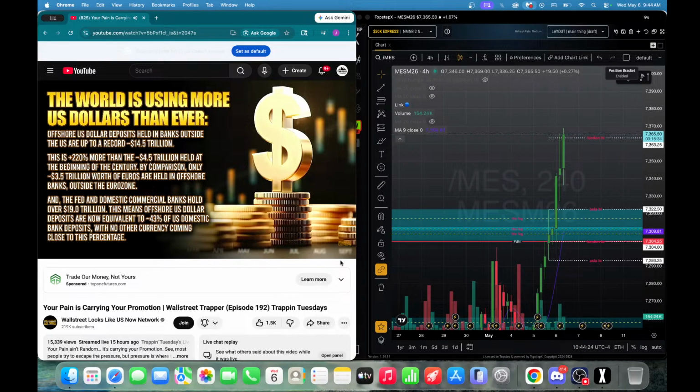By comparison, only 3.5 trillion worth of euros are held in offshore banks outside of the Eurozone. And the Fed and domestic central banks hold over 19 trillion. This means offshore U.S. dollar deposits are now equivalent to 43% of domestic bank deposits, with no other currencies coming close to this percentage. These are the data. These are the facts. So when people be telling you, man, the dollar trash, yes, it is. But guess what? People are storing up on that trash. The data is the data, right?